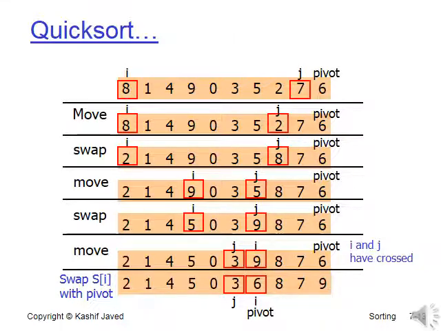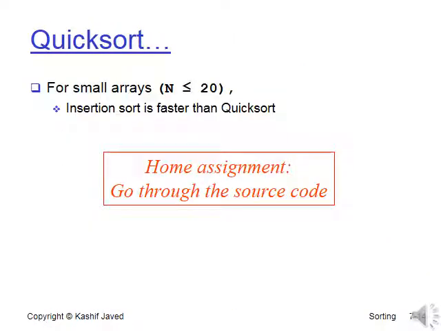We need to remember one thing here: this algorithm occurs over and over the same way recursively until the array is completely sorted. It happens to each new subarray that is created. For small arrays, array size less than or equal to 20, insertion sort is faster than quicksort, since quicksort has too much overhead for small array sizes.